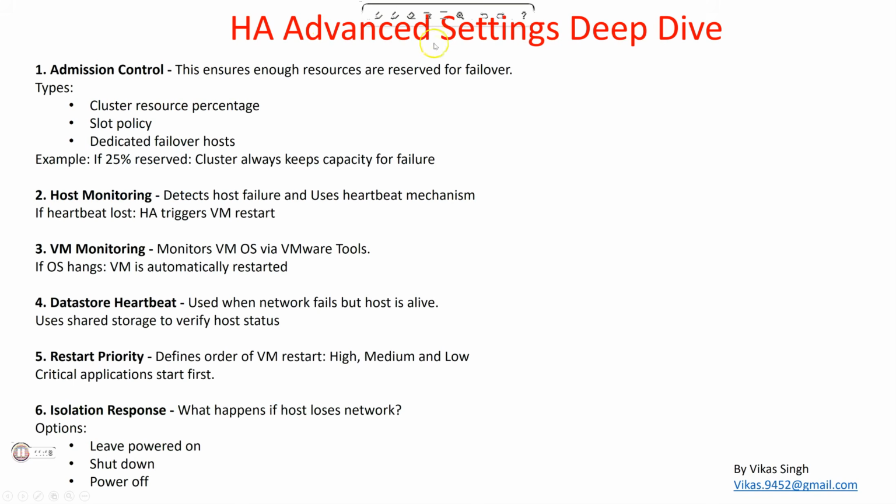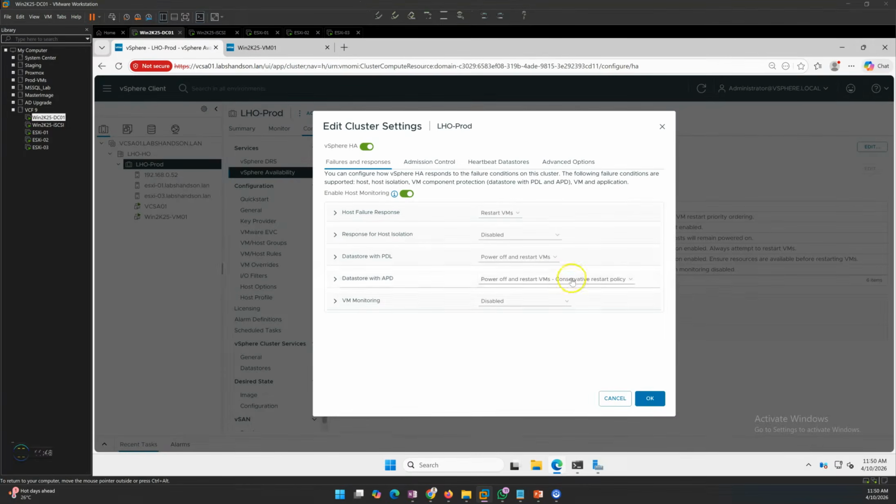So in the HA advanced setting deep dive, you can understand the administration. The first part which we should understand is the admission control. This basically ensures enough resource reservation for the failover, and the type is cluster resource percentage, slot policy, or dedicated failover host. For example, if 25% reservation is done, the cluster always keeps capacity for failure. So let's say in our environment, if you have 4 nodes, then it is going to tolerate maybe one host failure, so it will be 25%.